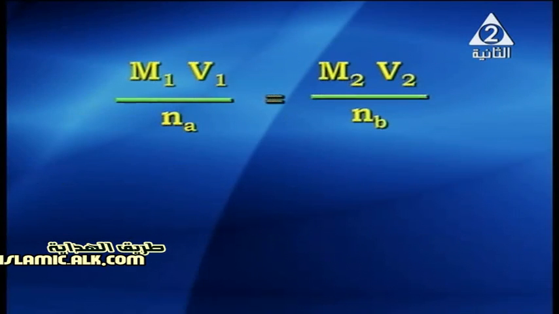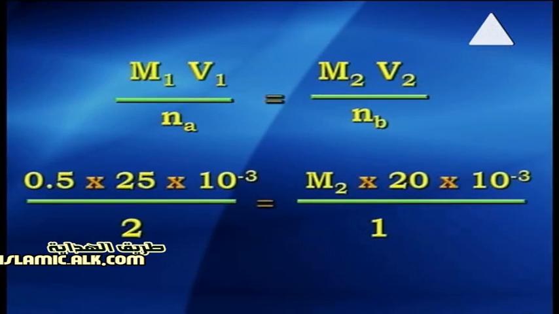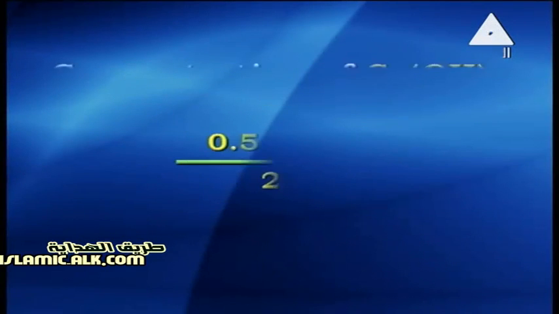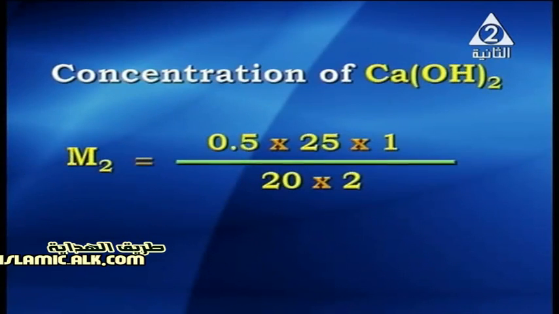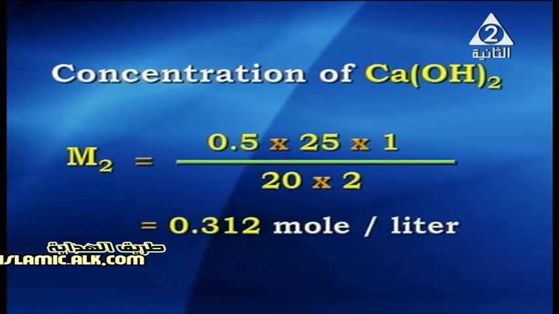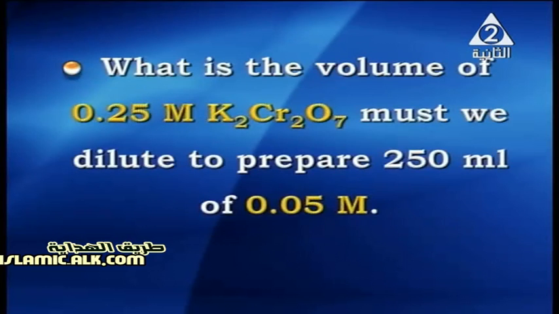So by applying the relation, M1 V1 over Na equals M2 V2 over Nb. So 0.5 times 25 times 10 to the power negative 3 over 2 equals M2 times 20 times 10 to the power negative 3 over 1. So the concentration of calcium hydroxide M2 equals 0.5 times 25 times 1 over 20 times 2 equals 0.312 mole per liter.